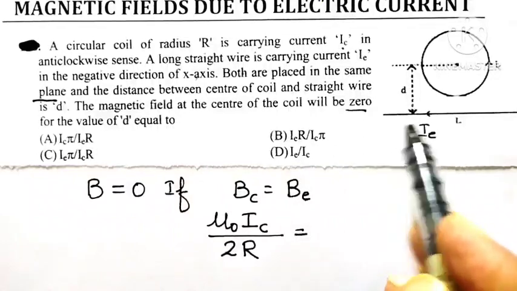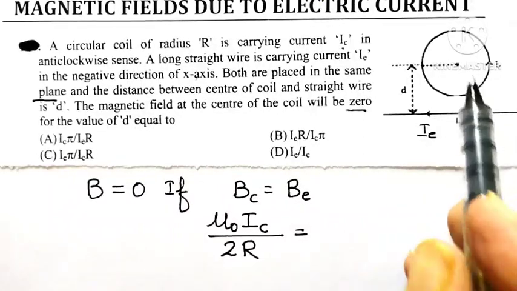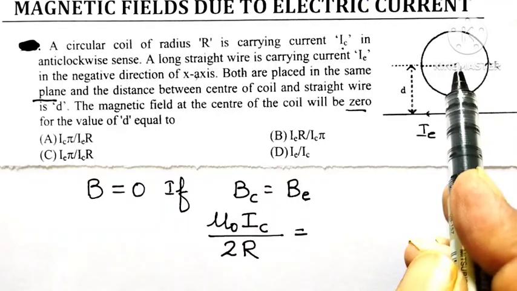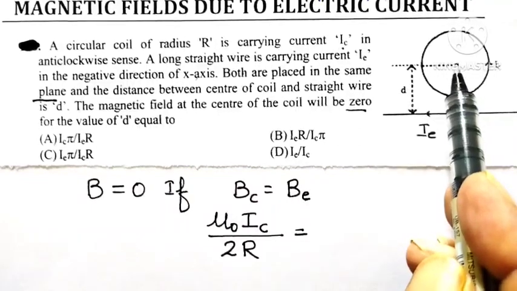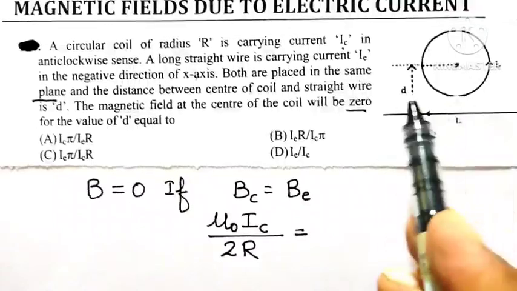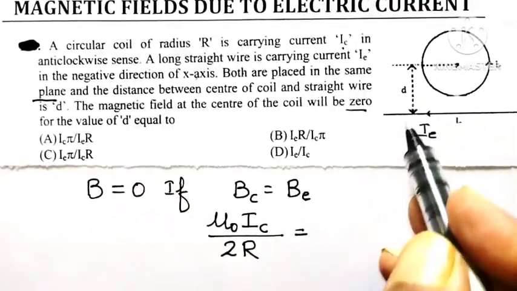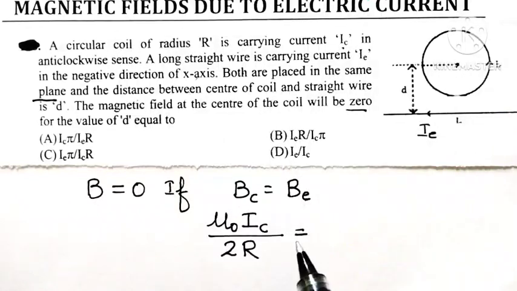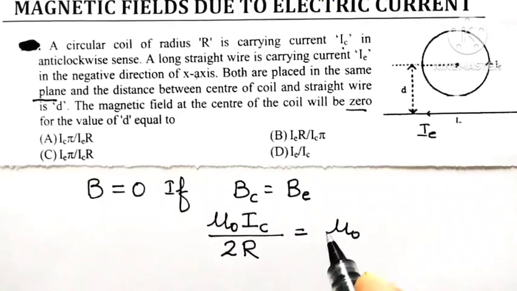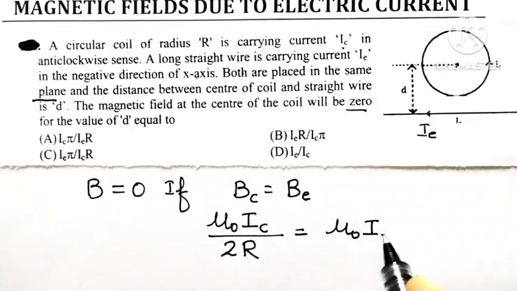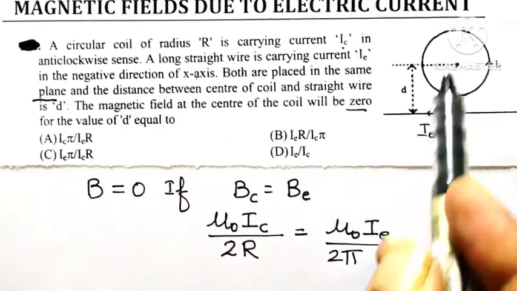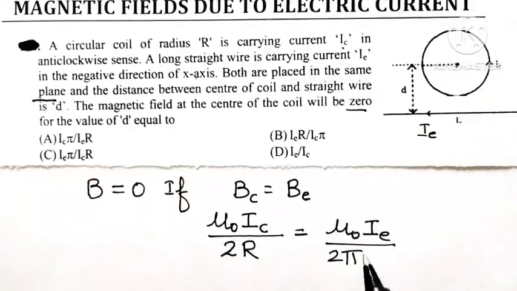What is this BE? This current carrying straight conductor will produce some magnetic field at the center of the coil, and the distance of that center from the conductor is D. So the magnetic field produced by a current carrying conductor is given by mu 0 into current, what is the current carried by that conductor? IE, divided by 2 pi into the distance of the center of the coil from the conductor, which is D.